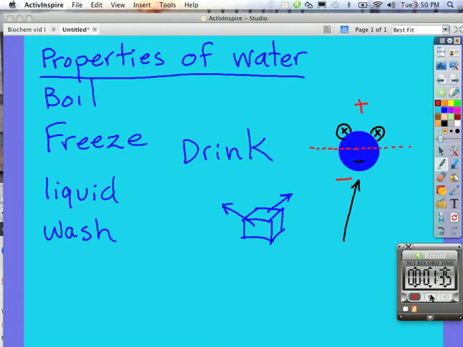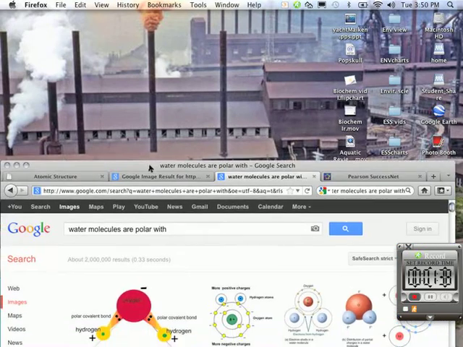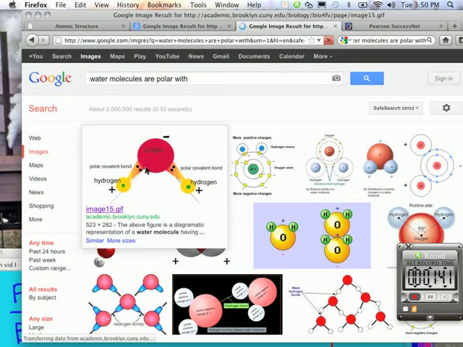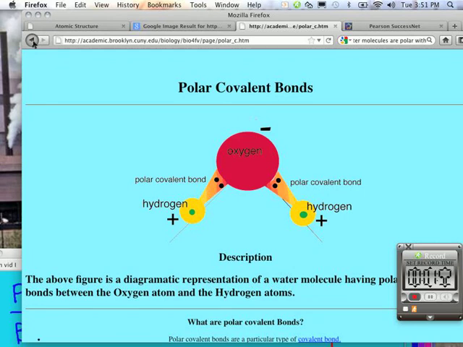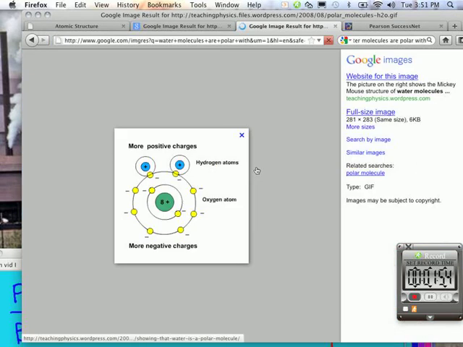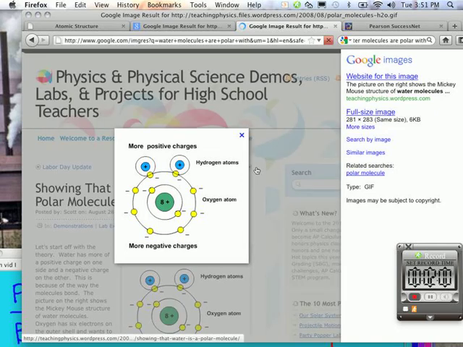Let's take a look at some other images of water and water molecules. Here's an image, and here's the oxygen and the two hydrogens, and they say it's a polar covalent bond. That's a good one. Here's another good one, and this shows oxygen with 8 protons and 8 electrons, and then we have the hydrogen atoms they add on here. It sort of looks like that funny little bear face, but we have more negative charges over on this end than we do on the other side. So there's a positive and a negative end. That's what makes it polar.